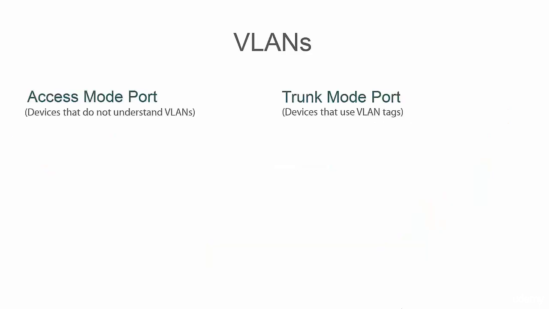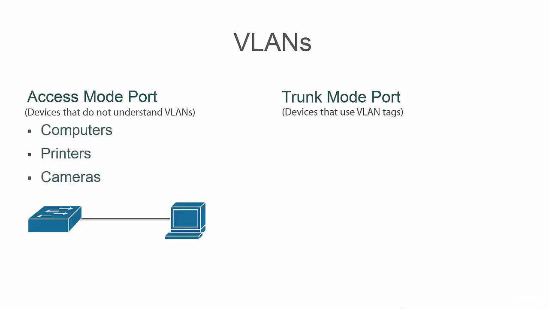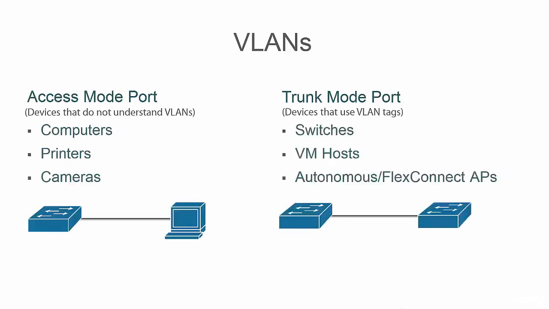Let's look at a quick comparison of access mode and trunk mode ports. Access mode ports would have devices like computers, printers, or cameras connected to them. Trunk mode ports would have devices like switches, VM hosts, and autonomous or FlexConnect access points connected to them. And just always remember that traffic leaving an access mode port is going to be untagged, and traffic leaving a trunk mode port is going to be tagged.